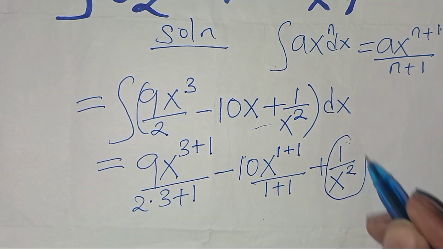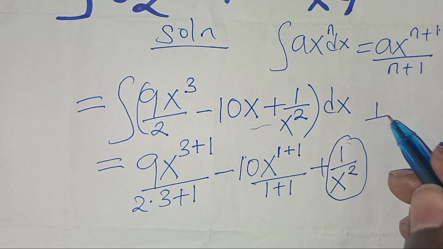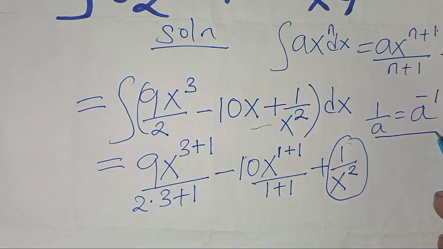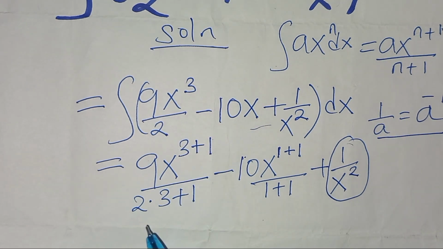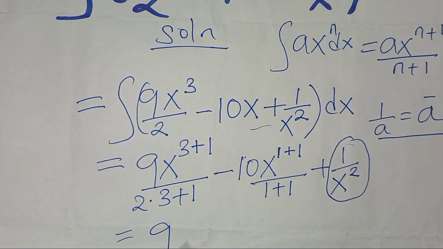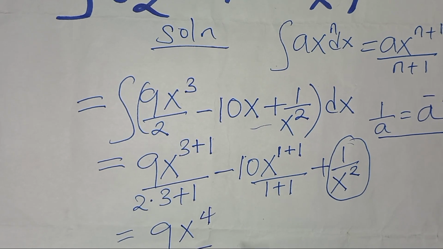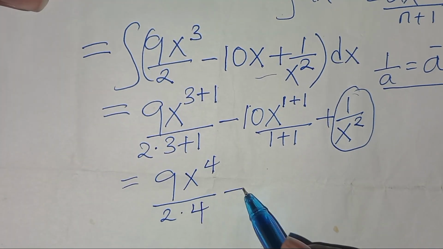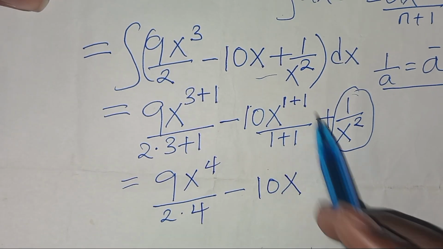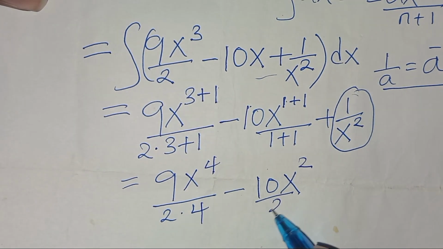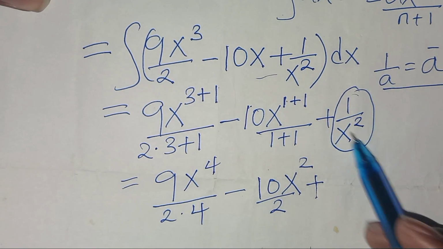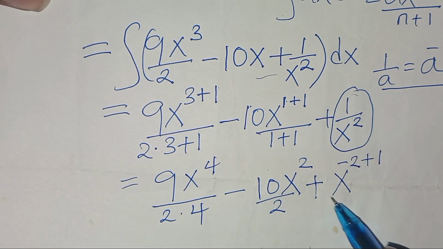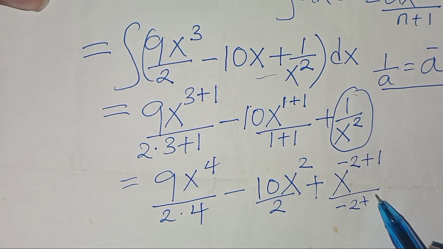Now we can transform this. If you're given 1 over a, this can be expressed as a to power negative 1. So in the first part, we'll have 9x to power 4 divided by 2 times 4, subtract 10x to power 1 plus 1, which is 2, divided by 2, plus x raised to power negative 2 plus 1 divided by negative 2 plus 1.